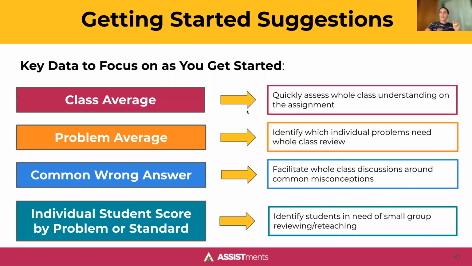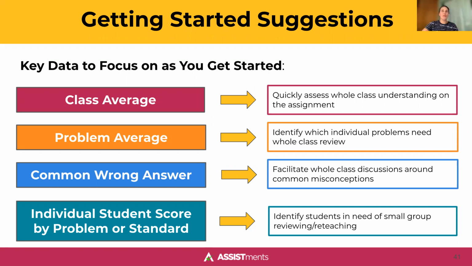All right, last thing, and then I promise I'm going to give you a little breather and a break. We talked about this last time, but I'll just reiterate that while we have so much data to work with, there are four key pieces of data that we recommend focusing on to get you started. One is the class average. The class average serves to quickly assess whole class understanding of the assignment. The problem average identifies which individual problems need whole class review.